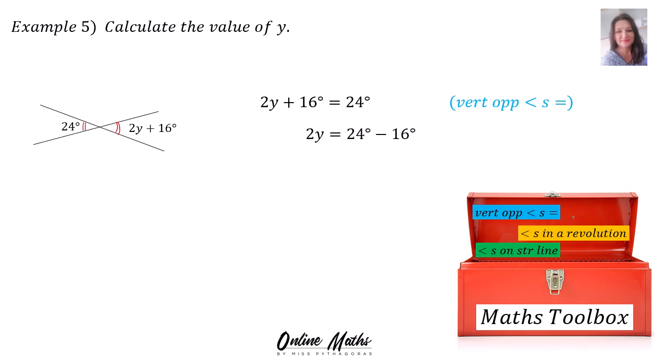So we end with 2y is 24 minus 16, which is 8. And then we don't want 2y, we want y. So we will divide both sides by 2. Therefore, y is equal to 4 degrees.